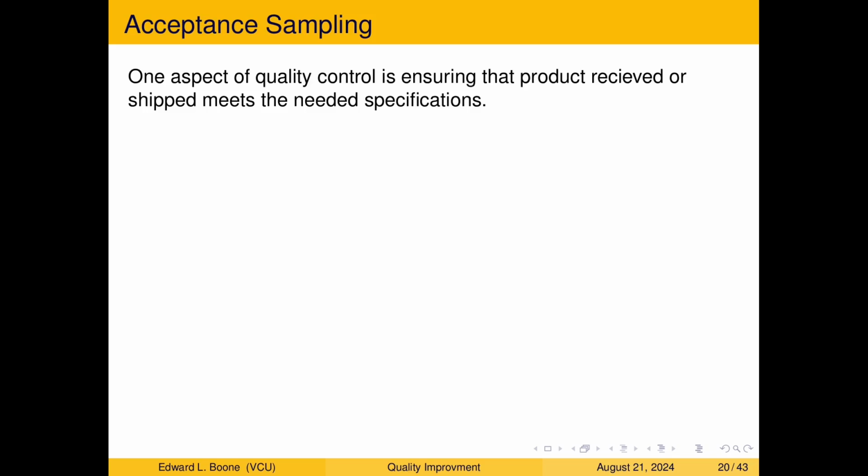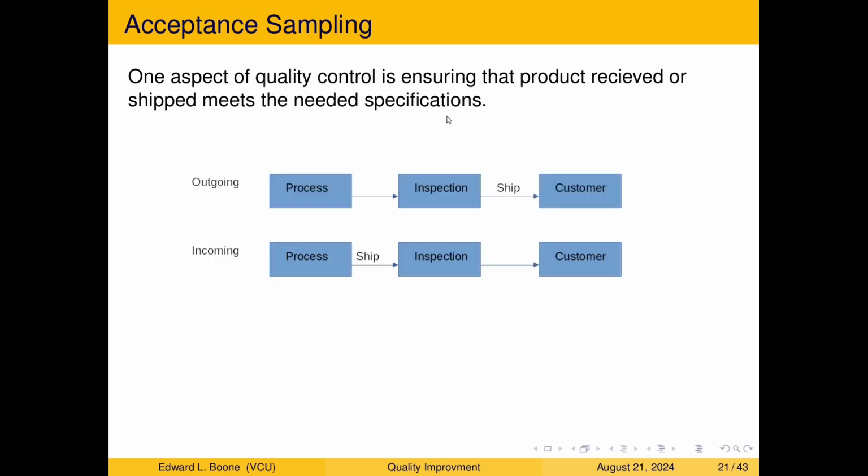All right, so the other issue is acceptance sampling. So, of the 3 areas, one aspect of quality control is ensuring that the product received or shipped meets the needed specifications. And I'll give you an idea of this. So there's outgoing. Suppose we're producing something. We have a process that produces something. Well, before we ship it to the customer, we're going to have it go through some sort of inspection. And the goal is not to inspect every single item. The goal is to inspect only a sample of the items.